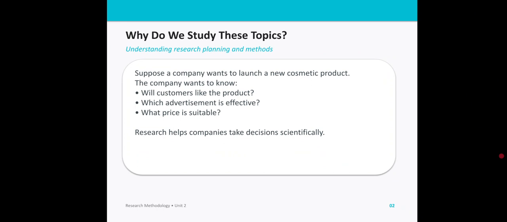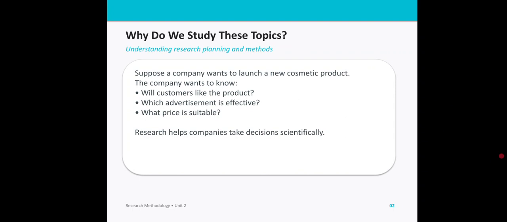Suppose a company wants to launch a new cosmetic product in the market. Before launching the product, the company wants to know: will customers like the product? What price is suitable? And which advertisement will attract customers? Maybe word of mouth, maybe social media, maybe print media. It depends on the company how they advertise their product to make customers aware about the features of the product. Which age group will buy it more? They identify this first of all.